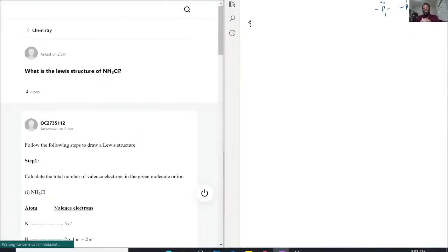Question 3: what is the Lewis structure of NH2Cl? Okay.